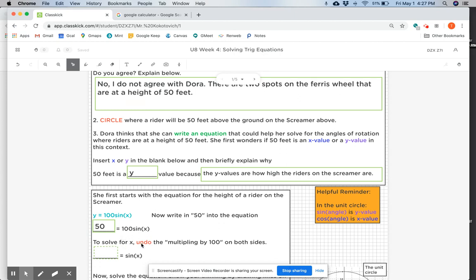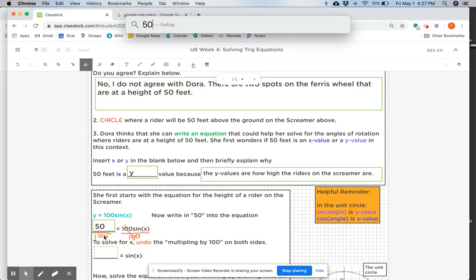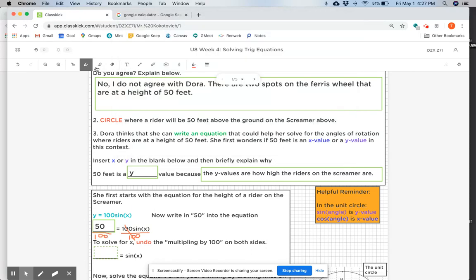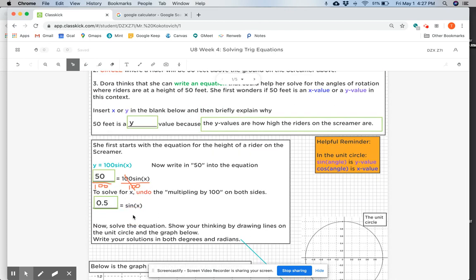So to solve for x, undo the multiplying by 100 on both sides. Well, okay, if I divide by 100 on the right side, these will make 1. Let's show that. Divide by 100 on the right side. 100 divided by 100 is 1, or they cancel out. If I divide by 100 on the left side, well, 50 divided by 100, we can use a calculator, but I think it's going to be 0.5. Well, that's a nice number. 0.5 is equal to sine of x.